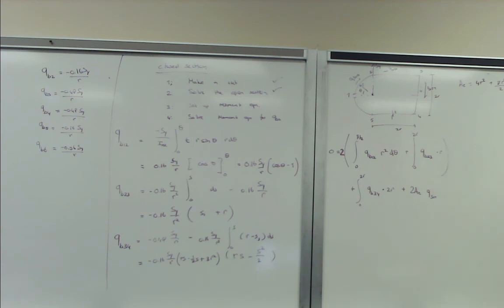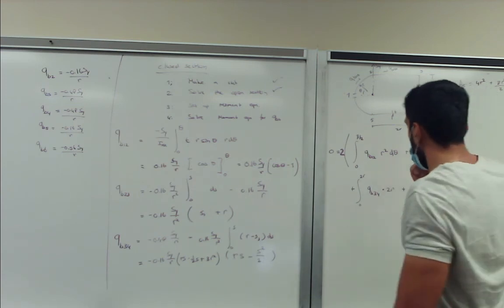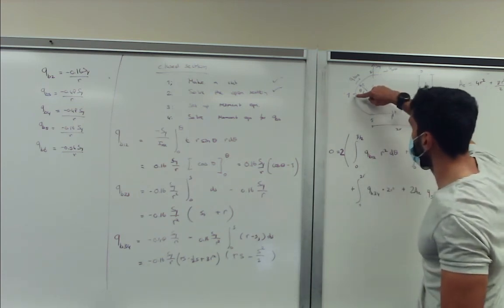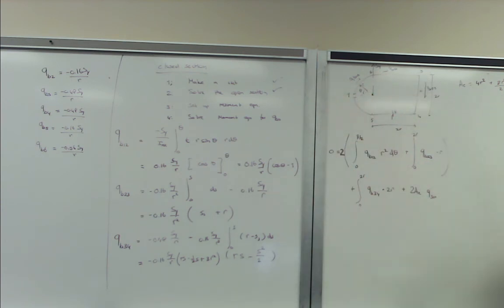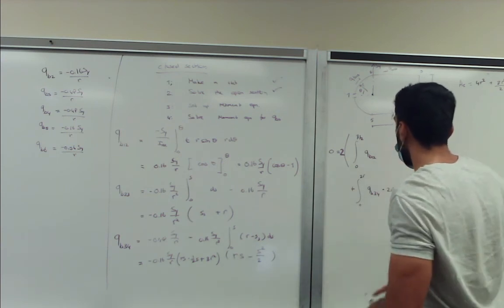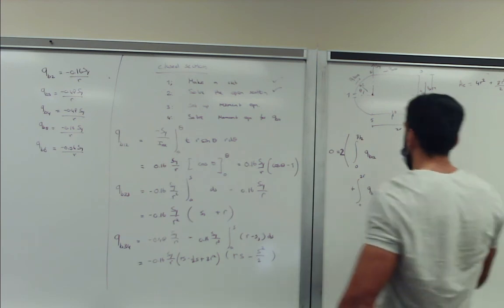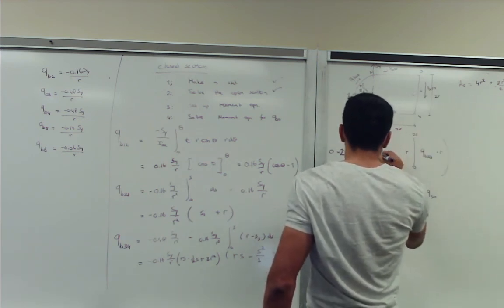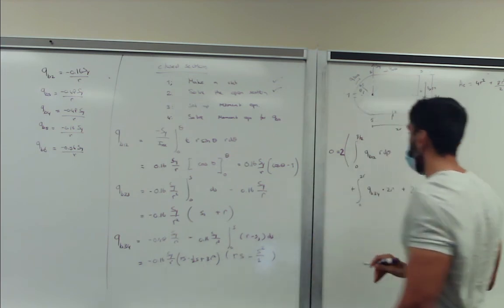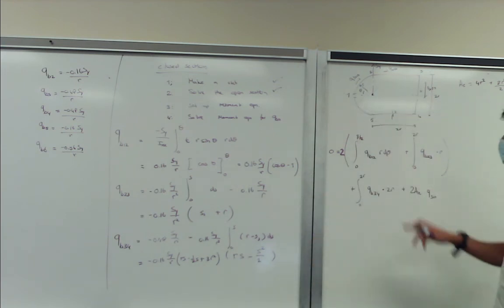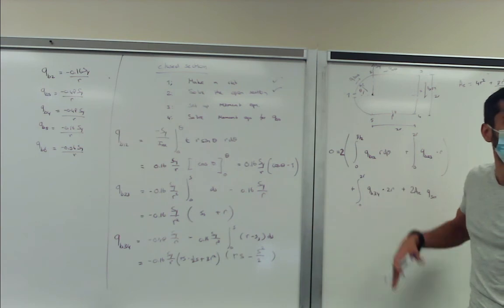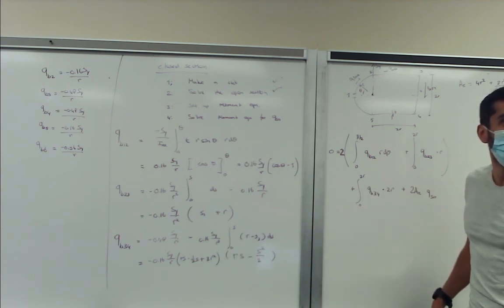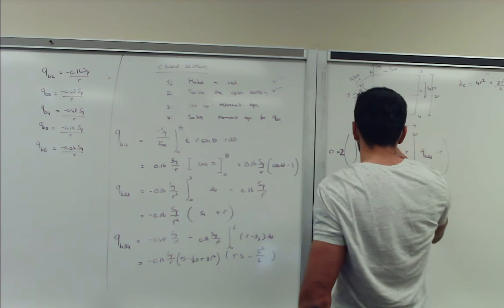Could you explain the R squared d theta? Yeah, so you basically have to define this arc length. That's going from 0 to theta, and the length for that is R d theta, right? And then you have the moment arm, which is R in this case. So you get R squared d theta.